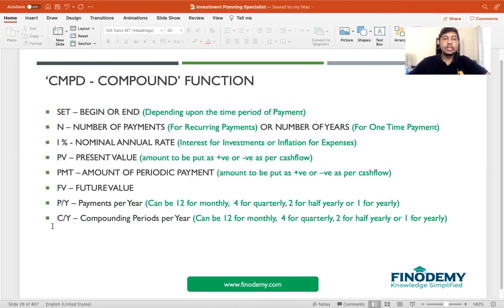And the last field, which is C/Y, is compounding periods per year. Again, the compounding frequency could be monthly, quarterly, half yearly, or yearly. So if it is monthly, you have to put 12. If it is quarterly, you have to put 4. If it is half yearly, you have to put 2. And if it is yearly, you have to put 1.